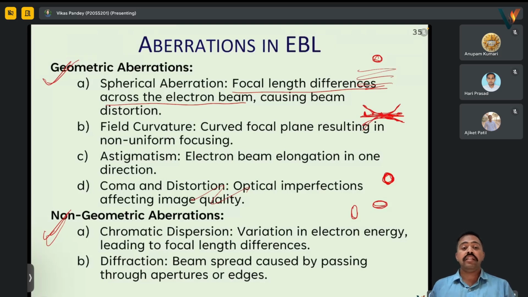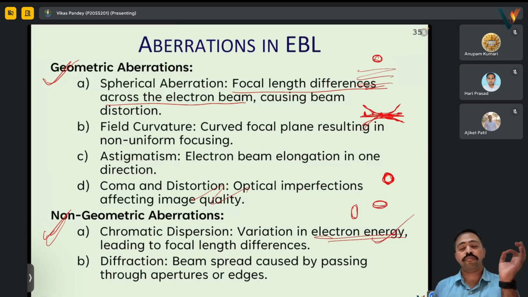Second is non-geometric aberrations. The first reason can be chromatic dispersion, that is variation in the electron energy. Chroma means color, so that is based mostly on contrast variation and these things. So contrast variation as well as a problem with your source. These aberrations can result from electron energy variation.